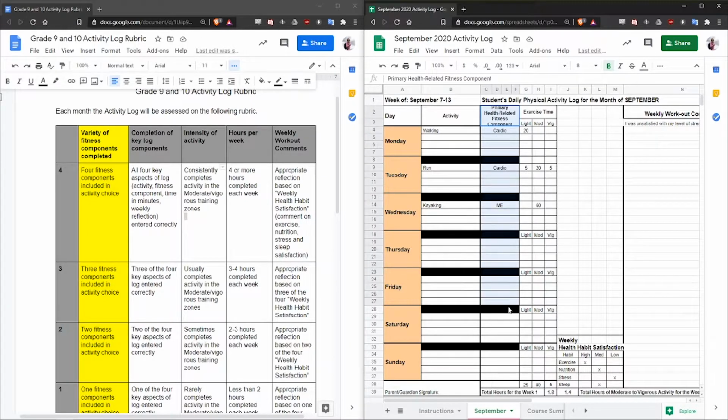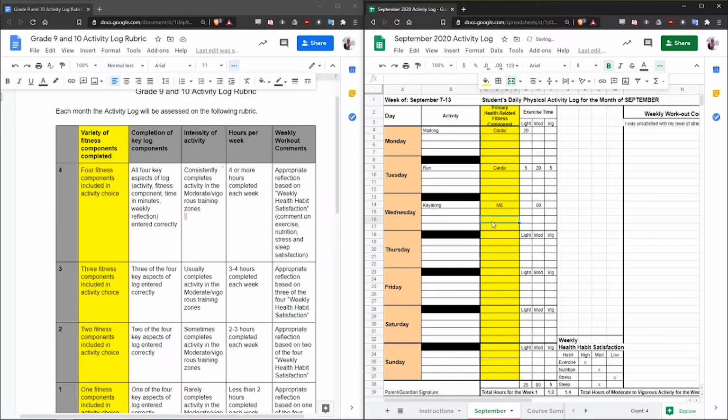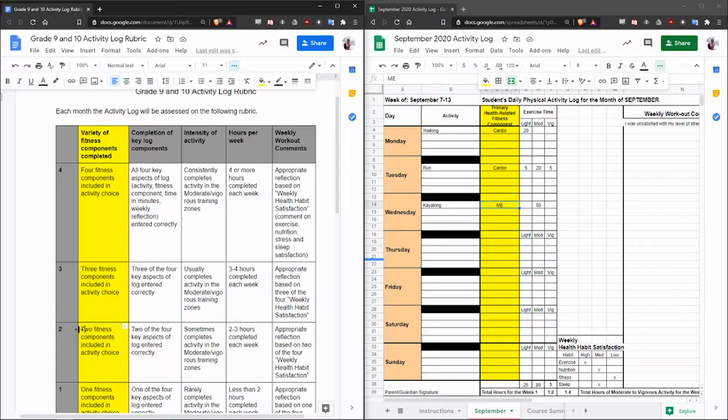For this category on the rubric, we are looking at this column on the log. So we are hoping that throughout a week, you can get all 4 fitness components in your activity choices. So that would be cardio, muscular strength, muscular endurance, and flexibility. Now you can have more than one of each category, but we're hoping that you have a minimum of 1 for each. So if we move over to this log and we look at this person, currently has 2 cardio and 1 muscular endurance. So of the 4 total, only 2 are represented. Therefore, this person would receive a 2 for this area of the log.